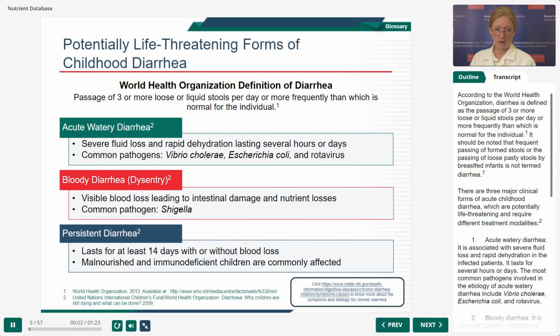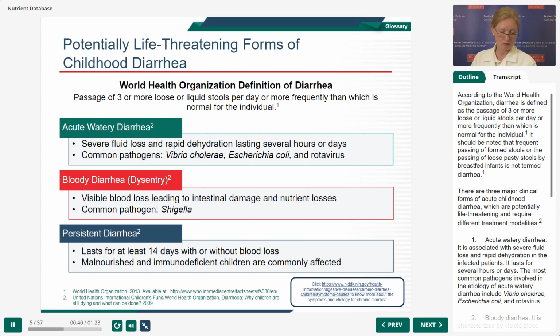Before we continue our lecture, I would like to go over a few definitions. The WHO defines diarrhea as 3 or more loose, liquid stools a day, and they further divide diarrhea into acute watery diarrhea, dysentery, and persistent diarrhea. As you know, acute watery diarrhea is basically a lot of fluid and electrolyte loss very rapidly that results in dehydration. And there are multiple pathogens that are responsible for this.